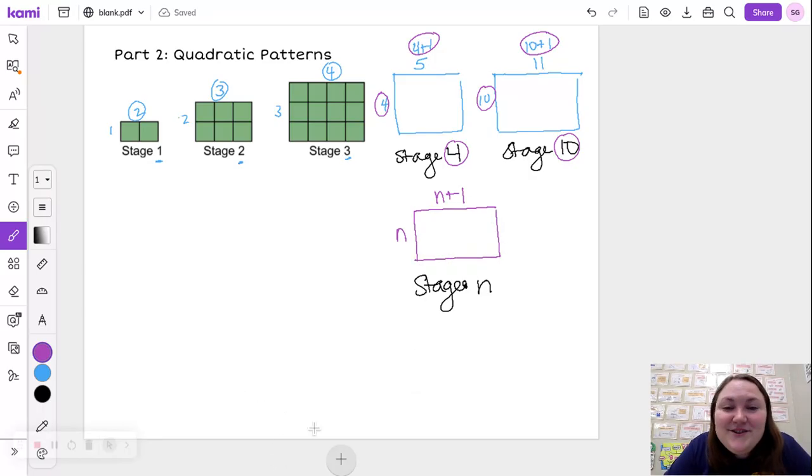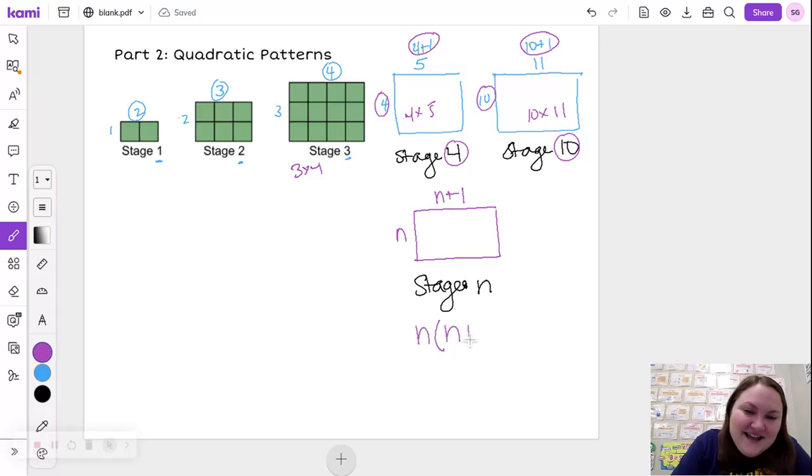If I wanted to know how many total squares there are in this rectangle, what math would I need to do? Well, for these other ones, for example, stage 3, I could do 3 times 4. For stage 4, I could do 4 times 5. Stage 10, I could do 10 times 11. I'm just multiplying those two sides. So for this one, I could do n times n plus 1. And there is our expression for the total number of squares.